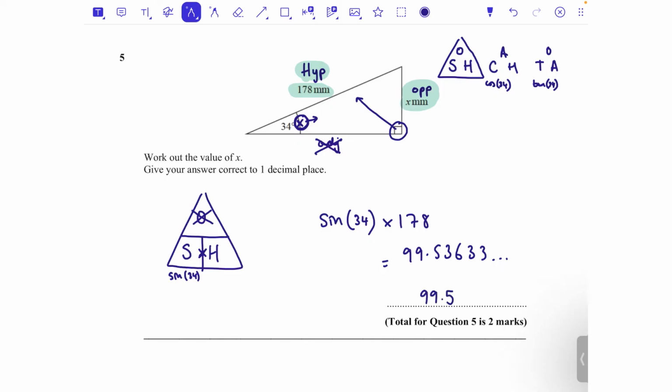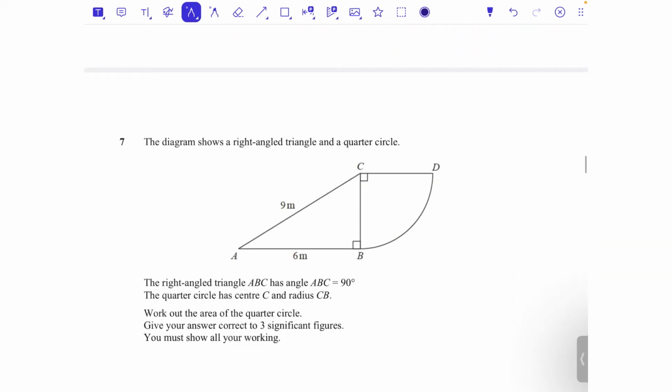Does that make sense? Well, yeah, it does. I don't need to put millimetres because it's x millimetres, so that's fine. The hypotenuse is 178, and that's the longest side, so I'm happy that that's a sensible answer. It's a shorter side, so there we go.